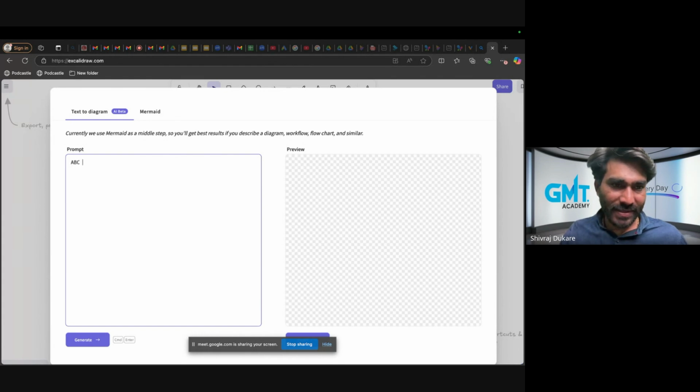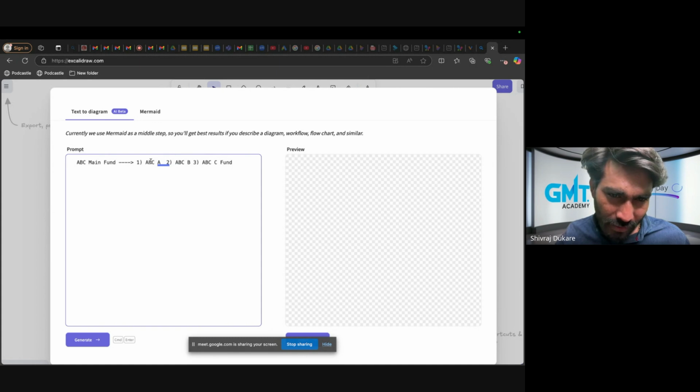We have ABC main fund. So we have ABC main fund. That main fund has a few different classes: ABC A fund, ABC B fund, and ABC C fund.